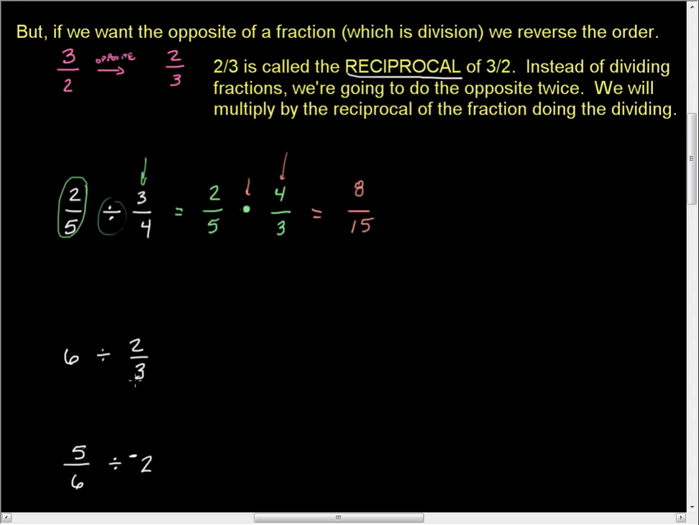Okay, let's try another one. Now, in this next problem, we treat it the exact same way as we did with the one above. We're going to multiply by the inverse. But first, we have to recognize that 6 is the same as 6 divided by 1. And that's going to help us with our integers. So we're going to rewrite 6 as 6 over 1, and then we're going to flip the operation to multiplication, and then flip the fraction to its reciprocal, or inverse.